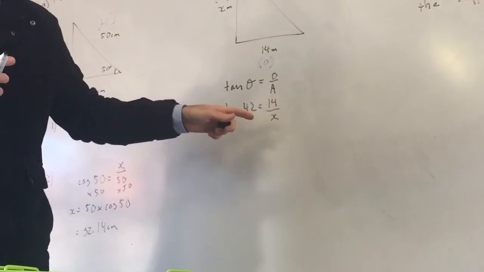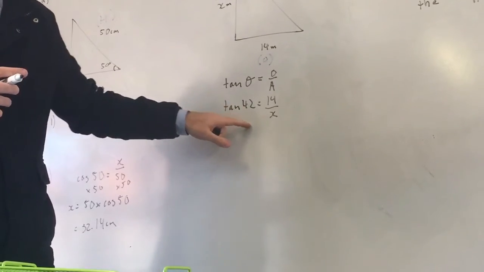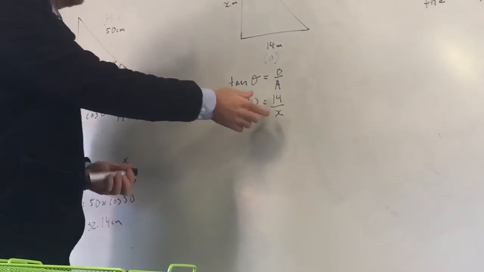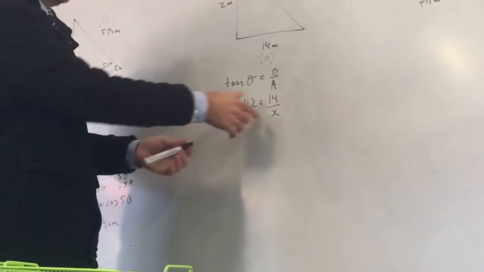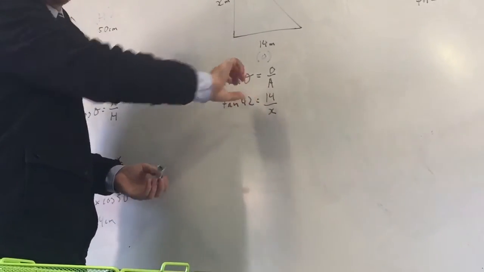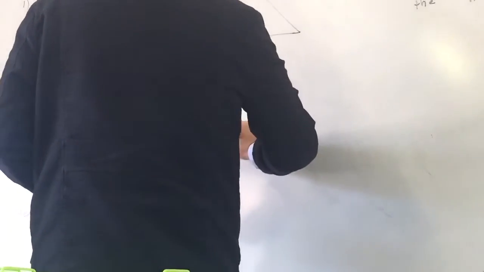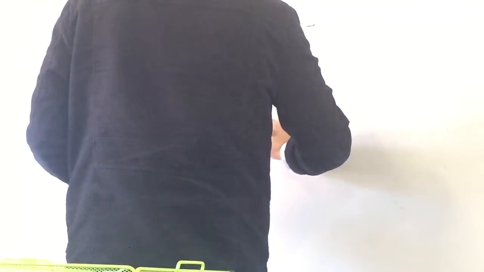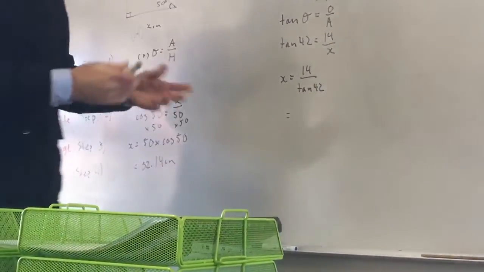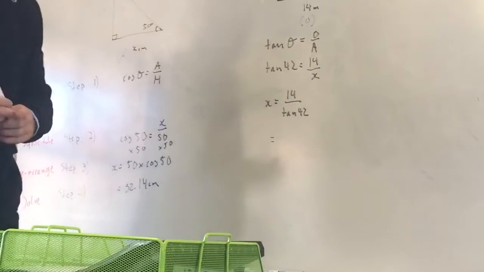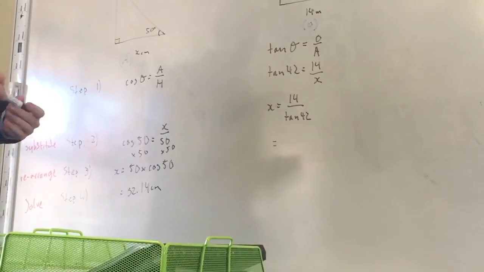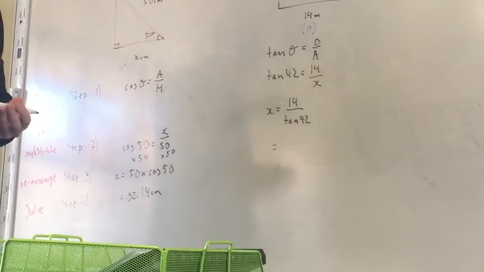We could divide by, the easiest way to think of it actually is we're going to divide both sides by tan 42 and then multiply both sides by x. So essentially we're just swapping those two things around. So the next step can be x equals 14 on tan 42. So we do divide. The easiest way to think of it is rather than multiplying, when it's at the bottom we just divide instead. So you are right. So what's 14 on tan 42?